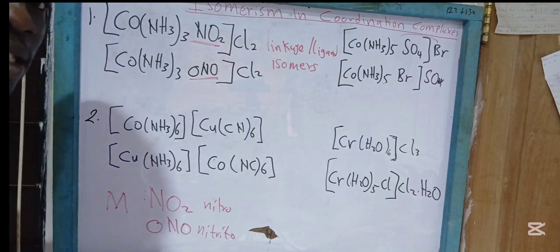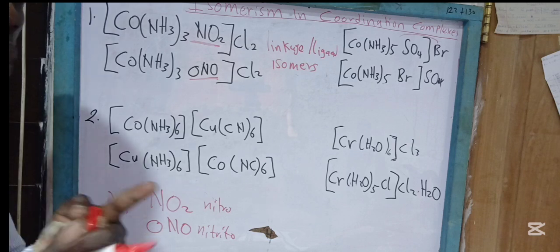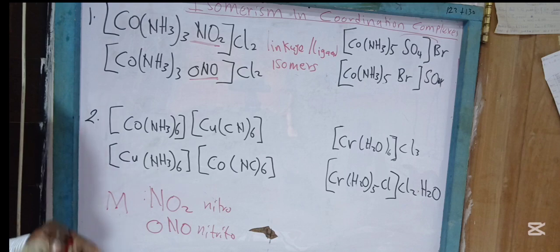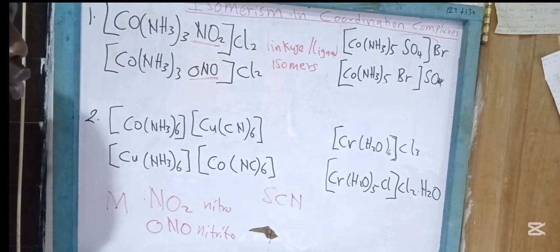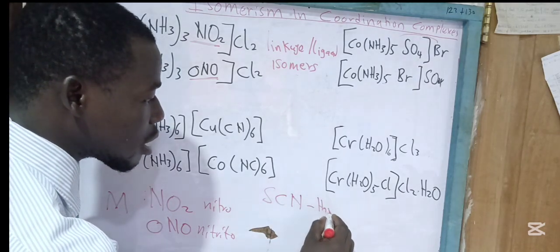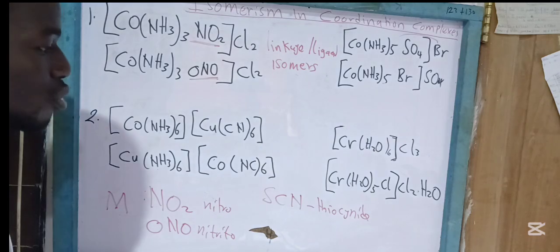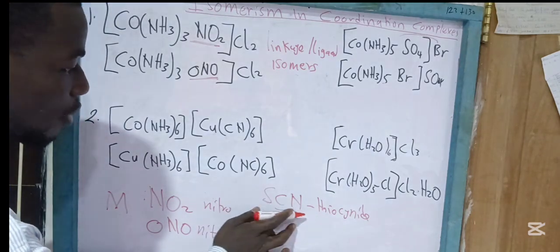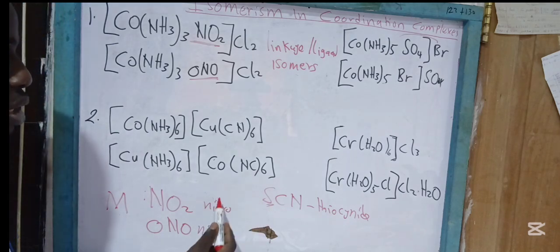Let me give you another example of an ambidentate ligand. A ligand that has two donor atoms, but only one of them can donate a lone pair of electrons at a time to form a complex with a metal atom. One of them is SCN, which is thiocyanate. At this point, we have S coming first, sulfur coming first, meaning that this S is the one that has donated the lone pair of electrons to form the complex.